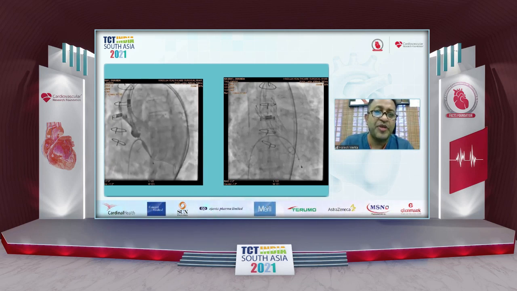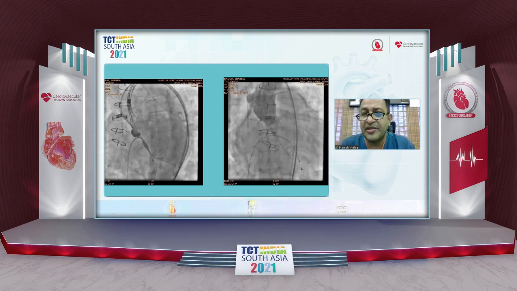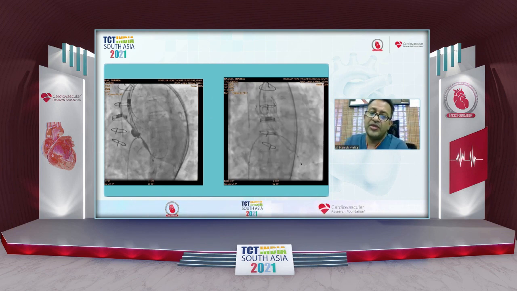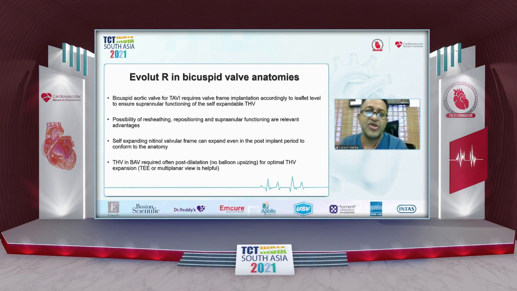And with controlled pacing, you release the valve, and that helps in good position of the valve. This is again almost a 0 to 1 implant with almost no PVL. So Evolut R in bicuspid valve anatomies, Evolut for TAVI requires valve frame implantation. You can depend on where you want to deploy it. You can ensure supra-annular functioning almost always. You can always resheath, reposition, and supra-annular functioning, as I told you, is a relevant advantage.